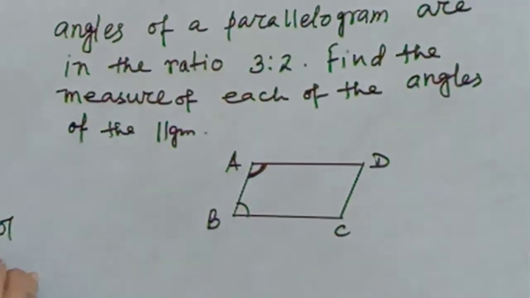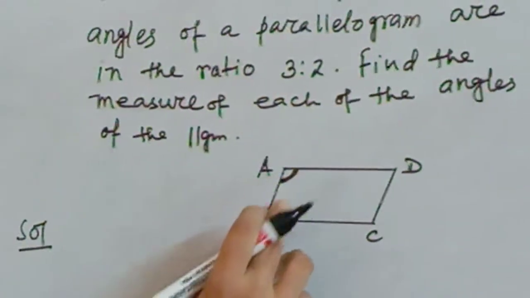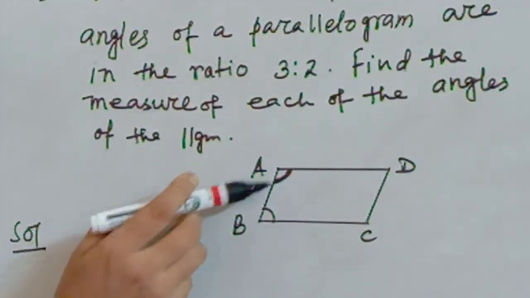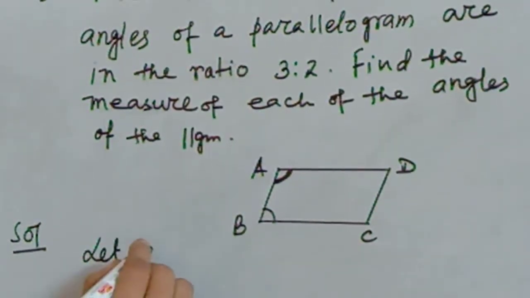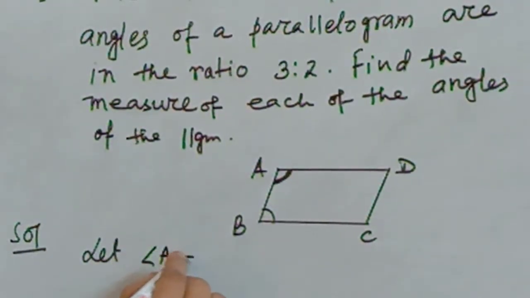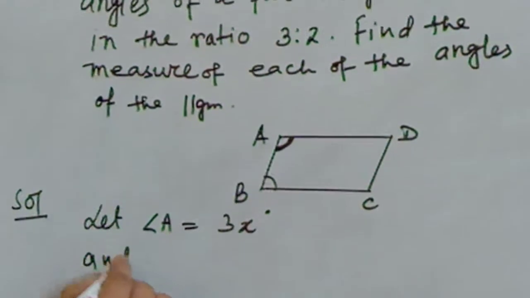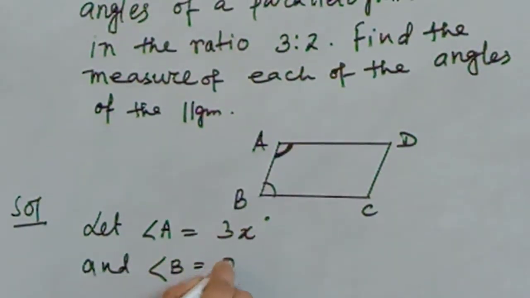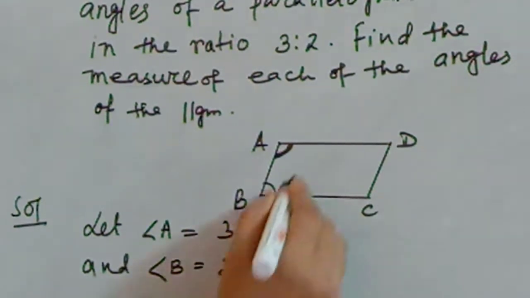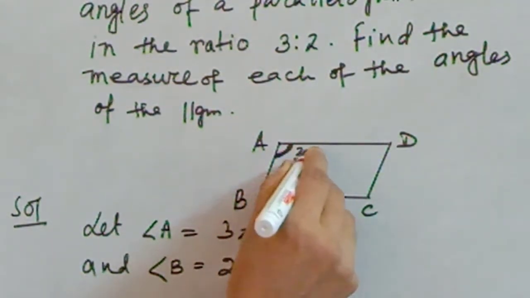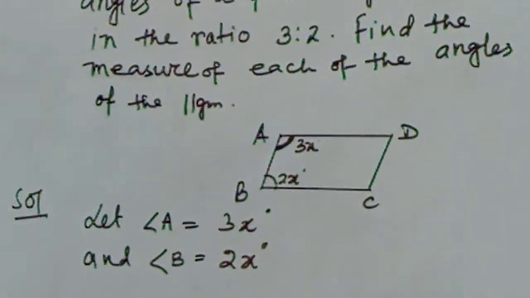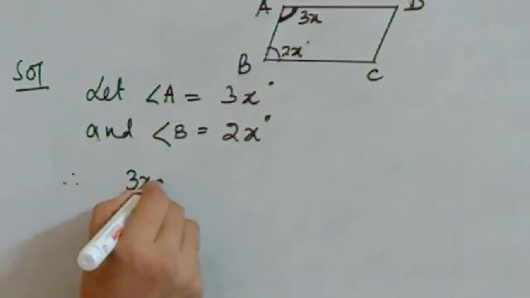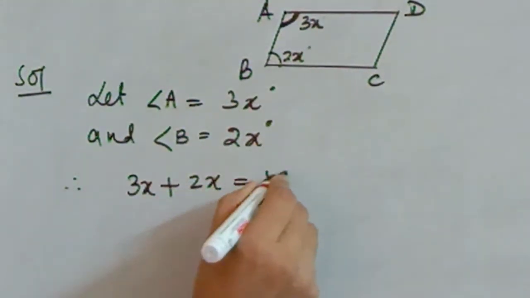Now you know that adjacent angles are always supplementary. If these two adjacent angles have the ratio 3:2, let angle A be 3x degrees and angle B be 2x degrees. Since adjacent angles are supplementary, you can write 3x plus 2x is equal to 180 degrees.